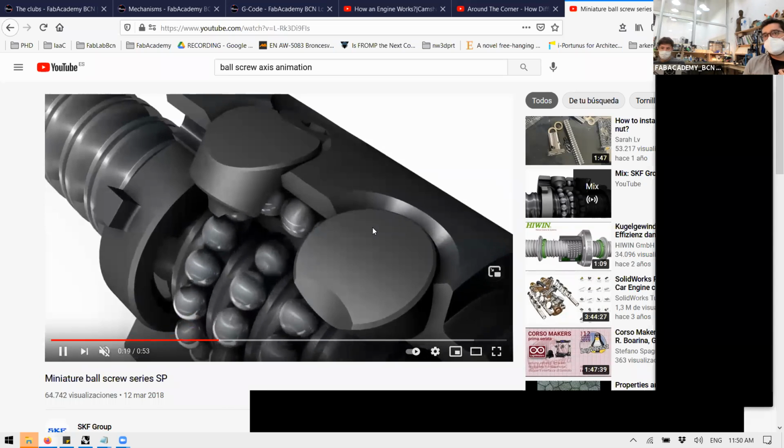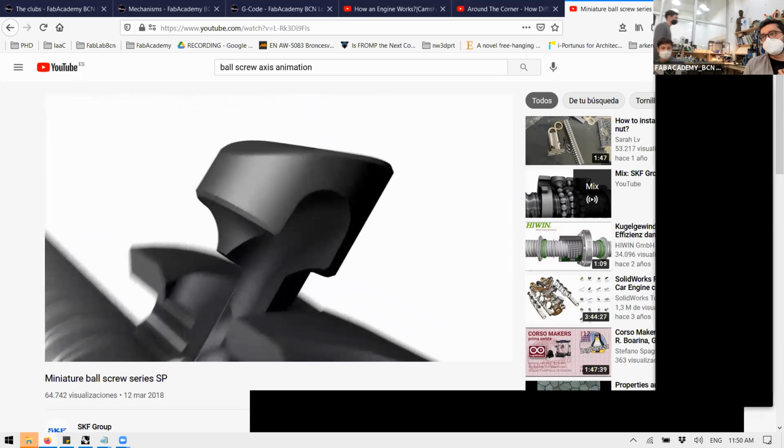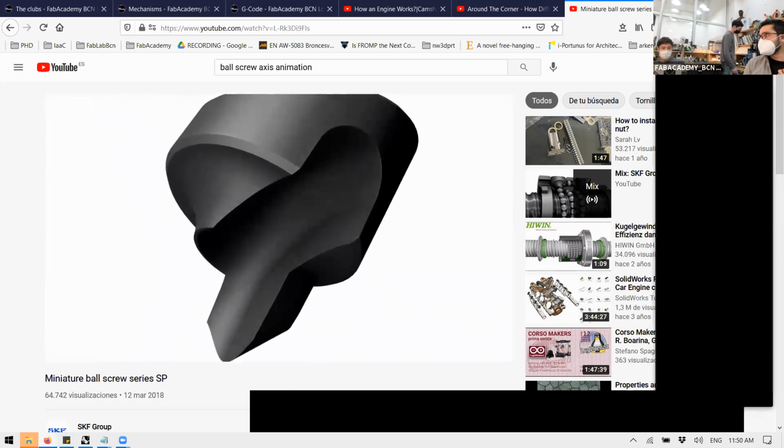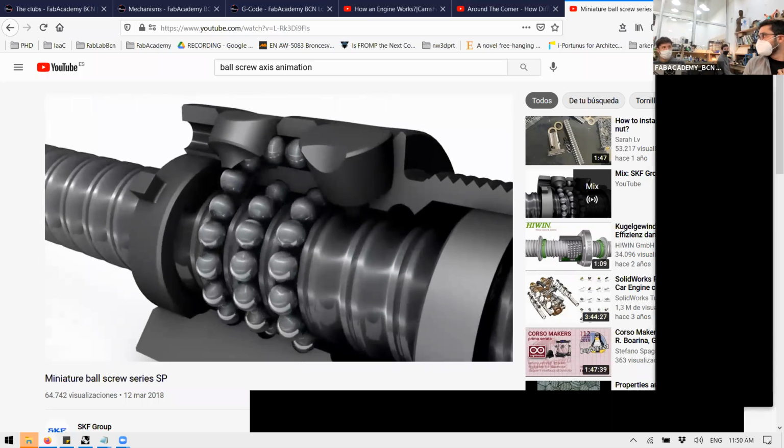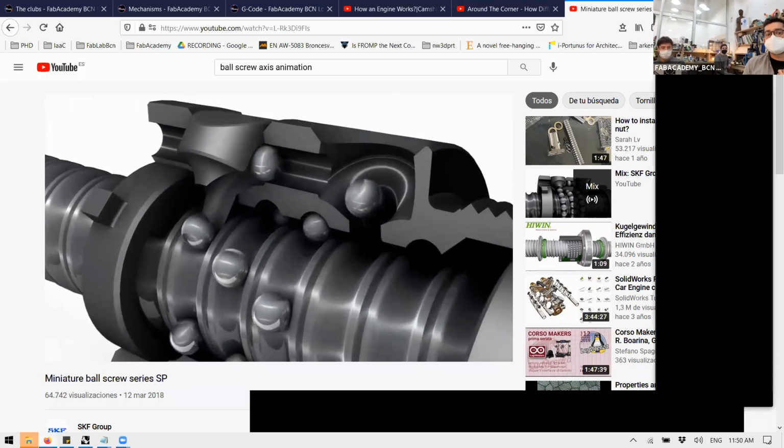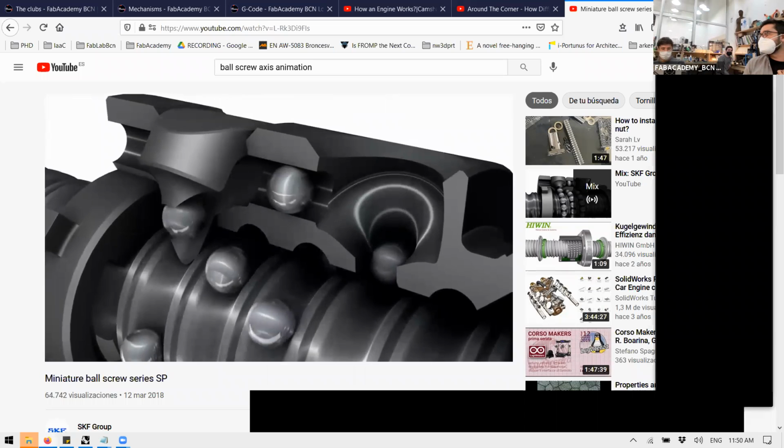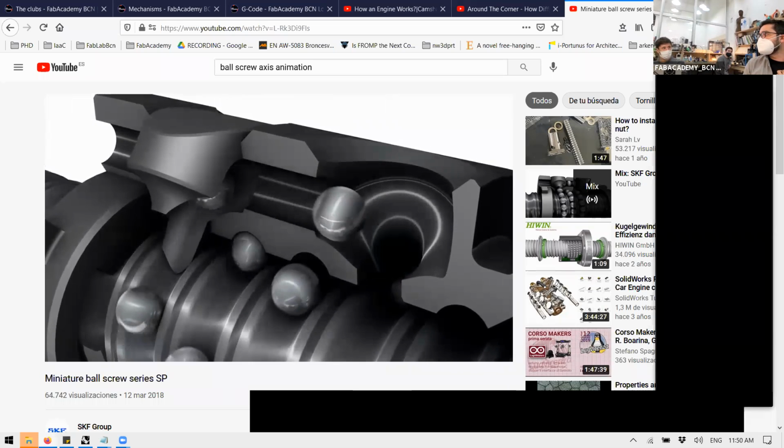For example, we have a machine here that has this. I don't remember which one it is. We have one of these. I think it's the axis of the press, the Z.